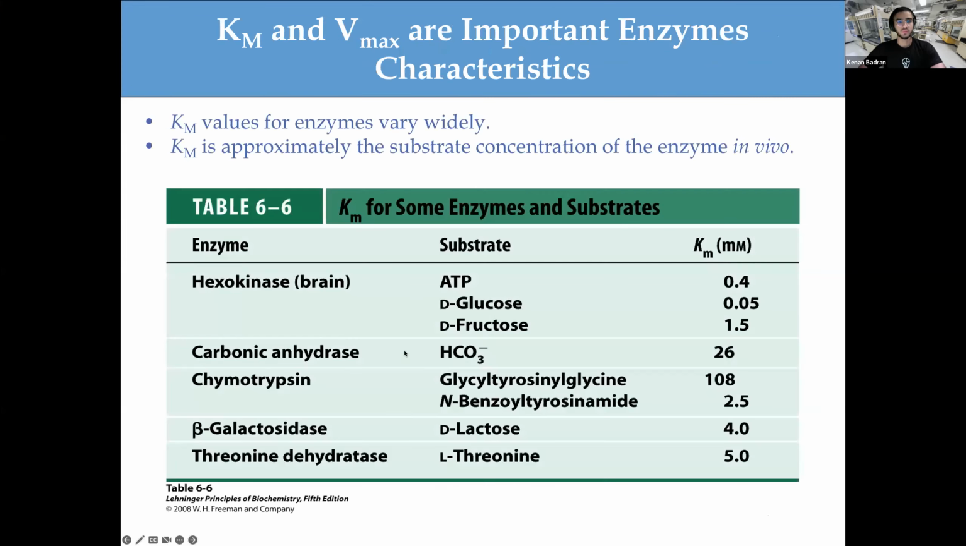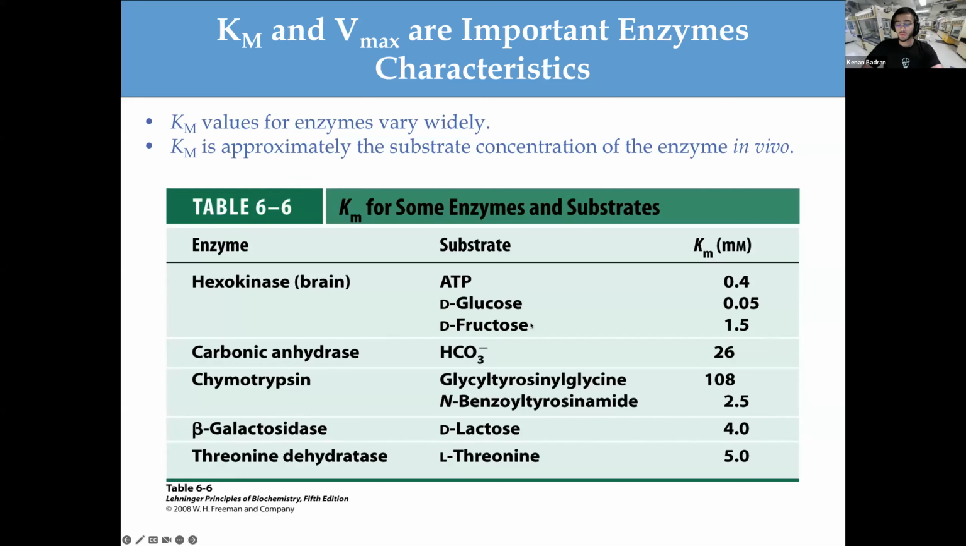Okay, there we go. Anyways, why are Km and Vmax important enzyme characteristics? Obviously, because Km values vary widely for enzymes, and the Km is approximately the concentration of the substrate in vivo. Now, if we look here at hexokinase, we know what it does. And if you look at different substrates, it will have different affinities. This basically shows that the same enzyme will act differently on different substrates. If we look here at 0.4 and compare it to 1.5, which Km is higher?